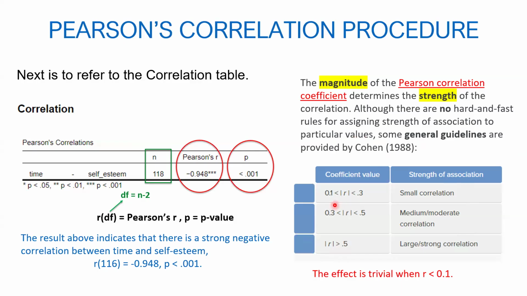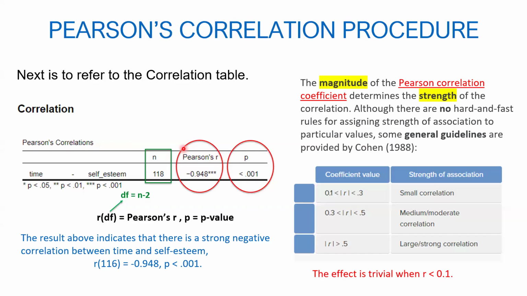If it's between 0.1 and 0.3, it's a small correlation. If it's between 0.3 and 0.5, there's a medium correlation. If it's greater than 0.5, then you have a large or strong correlation. The effect is trivial if the value of R is less than 0.1.